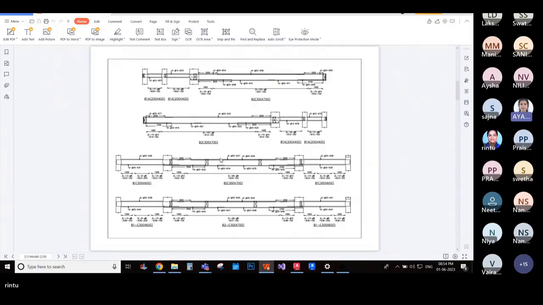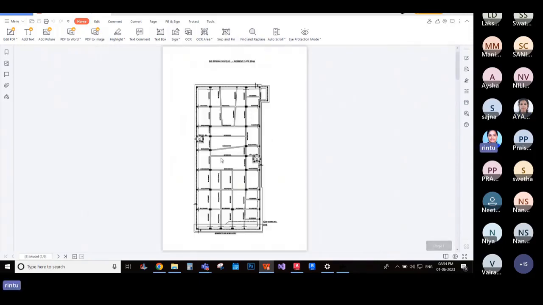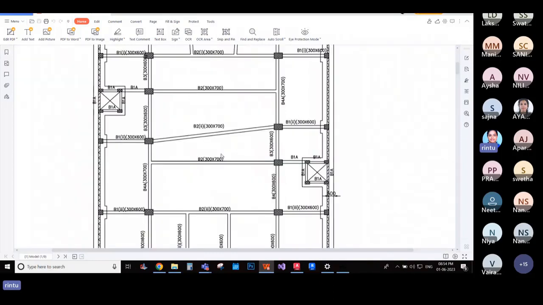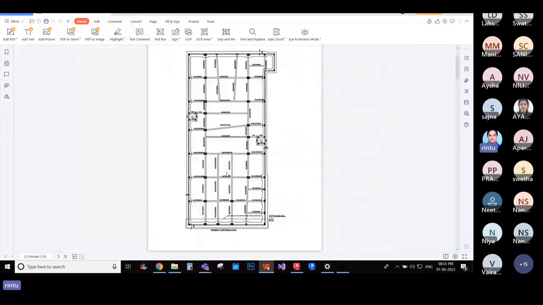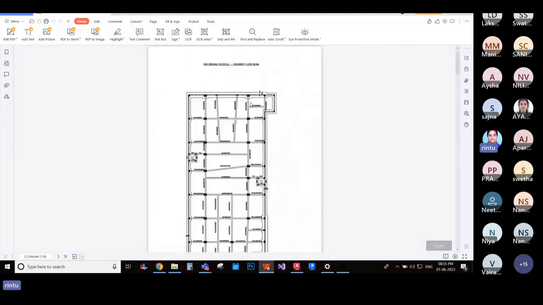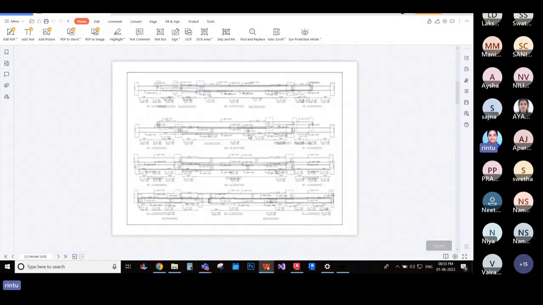Yeah, it's visible. Okay, when you submit your assignment for the bar bending schedules, the first page will be the slab layout with the names of the beams, and each page should be of A3 size. So when you zoom into the A3 size, it should be visible. And the first page is the general slab drawing with the beams denoted.